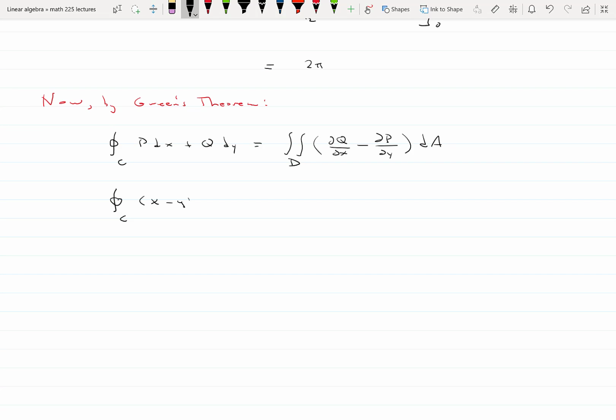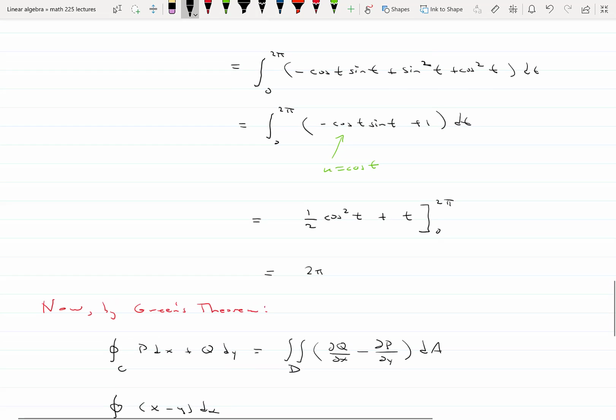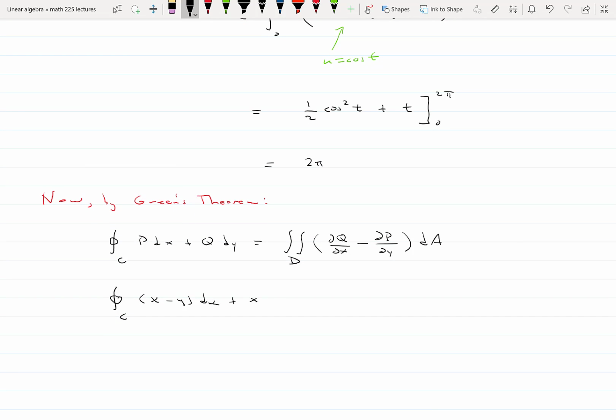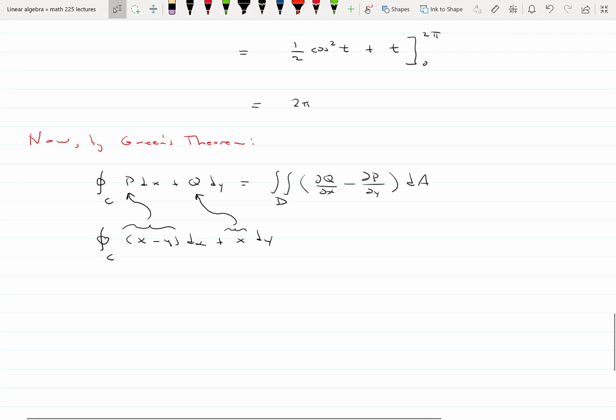Okay, so our integral looks like the integral along C of x minus y dx plus x dy. So the p in this case is x minus y. The q is x. So Green's theorem says that this integral becomes the double integral over the interior of this unit circle, because remember we're integrating along the unit circle, of partial q partial x. Well, if q equals x, partial q partial x is 1.